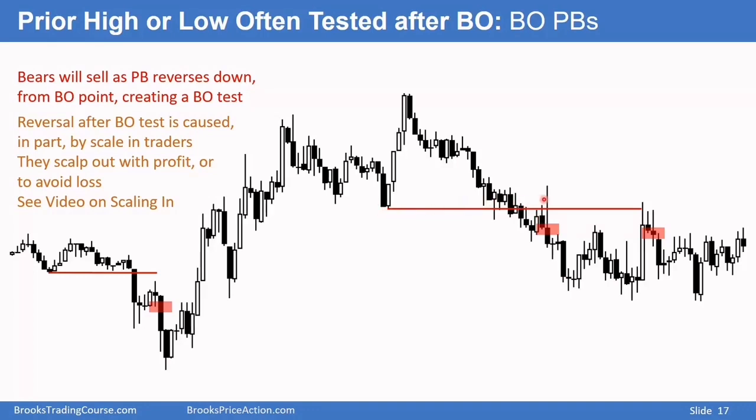The market broke below it, tried to get back above, failed. Traders will sell the reversal down. Tried to get above it again, failed again. A second breakout test, a bear bar, they'll sell below that bear bar and get filled here on the reversal down.